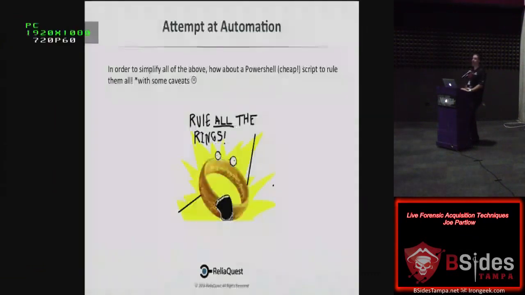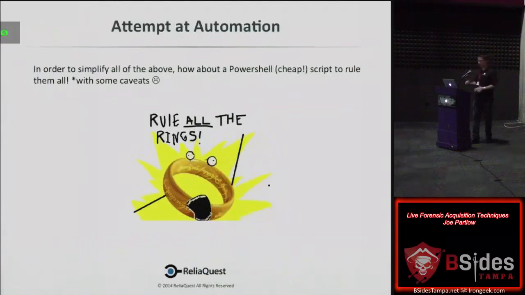Okay. So obviously that's a lot, and when I sat back and said, man, there are tons of things that we want to get. How can we automate this? How can we have the one ring to rule them all? What came to my mind first was, let's do it in PowerShell. It's cheap, it's installed on every machine, and the equivalent would be Bash on Linux boxes.